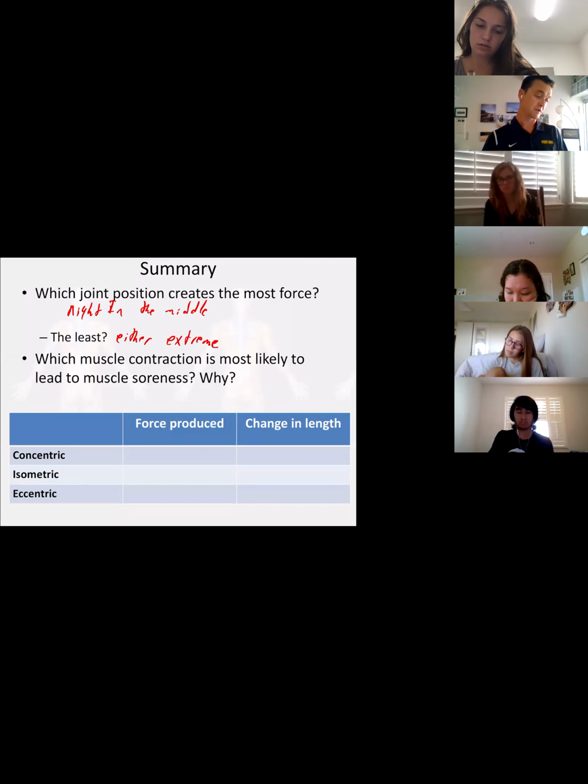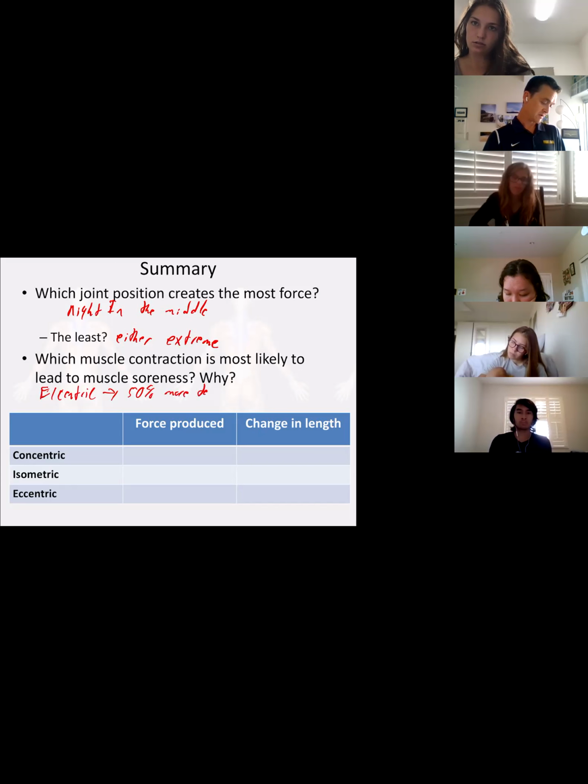Which muscle contraction is most likely to lead to muscle soreness? Eccentric, and it's because there's 50% more tension on the muscle. And muscle soreness is really caused by little micro tears that occur in muscle. So the more tension we put on muscle, the more of that soreness we're going to get.